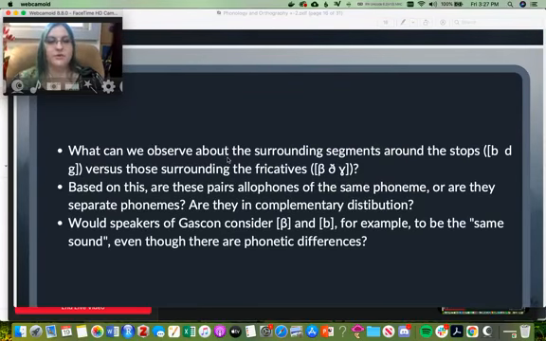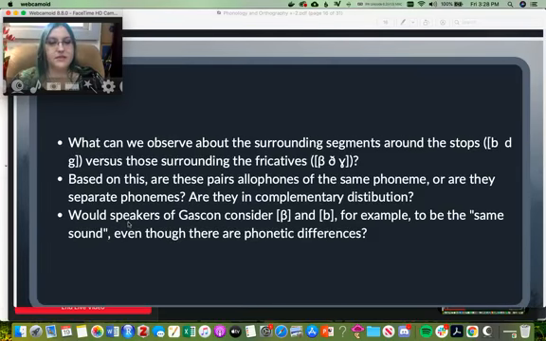Looking at, trying to observe patterns that have to do with the surrounding segments around stops versus those around the fricative. We found out that the fricative versions only occur between vowels and the stop versions occur elsewhere. So based on this, we can say that these pairs are indeed allophones of the same phoneme and not separate phonemes, because they are in complementary distribution.